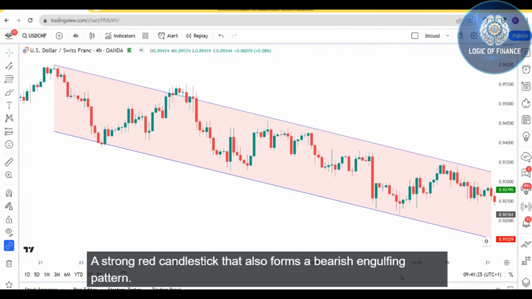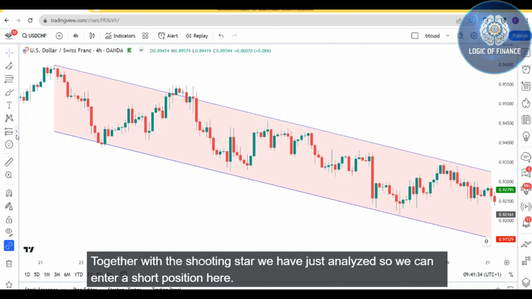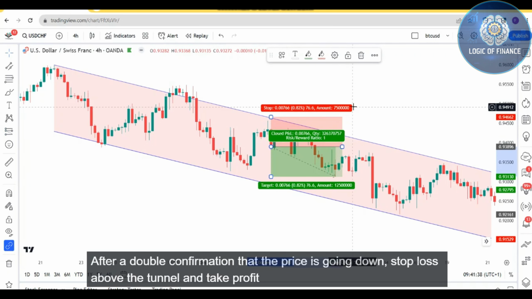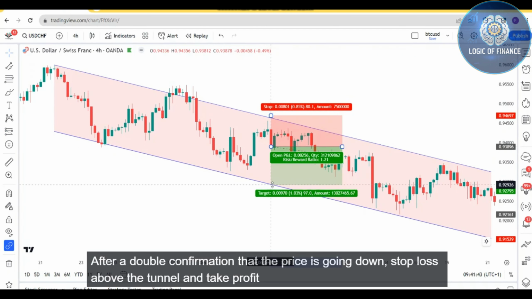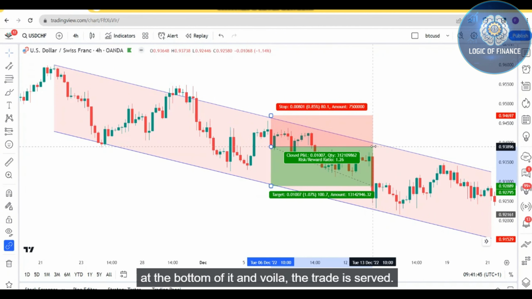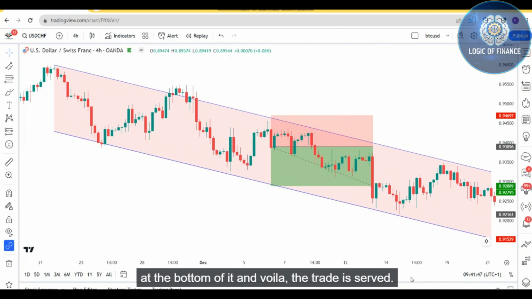A strong red candlestick that also forms a bearish engulfing pattern together with the shooting star we have just analyzed. So we can enter a short position here after a double confirmation that the price is going down, stop loss above the channel and take profit at the bottom of it, and voila, the trade is served.